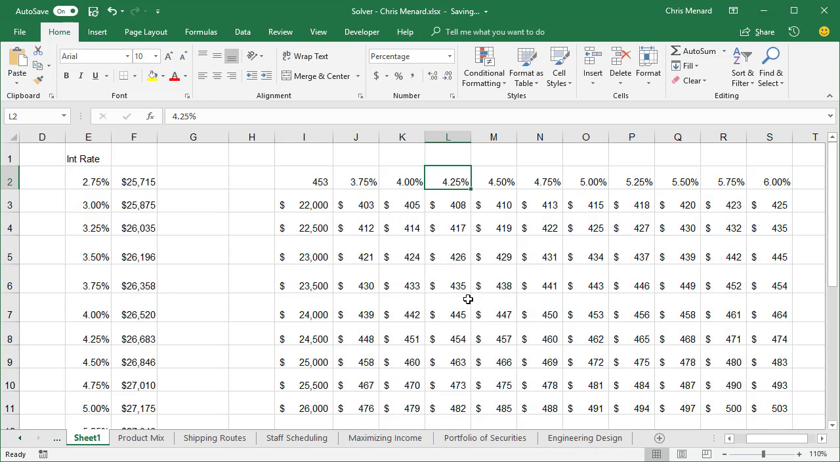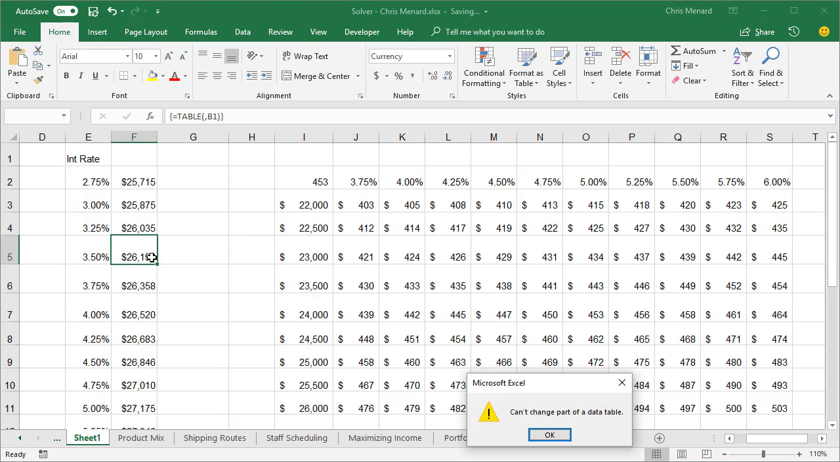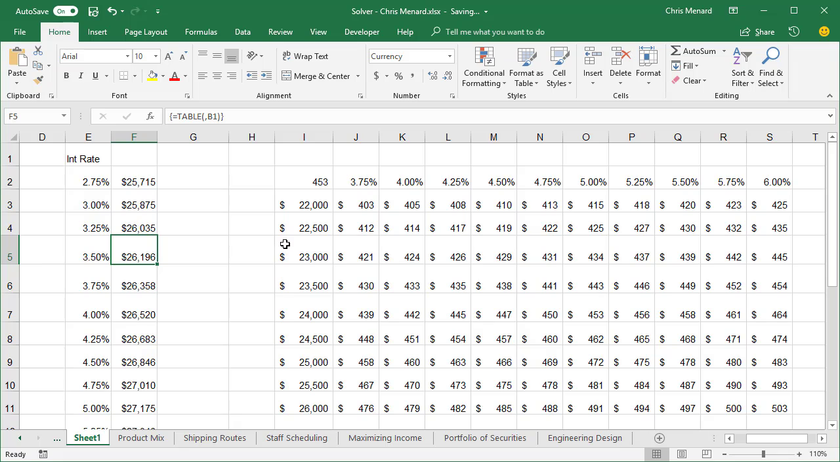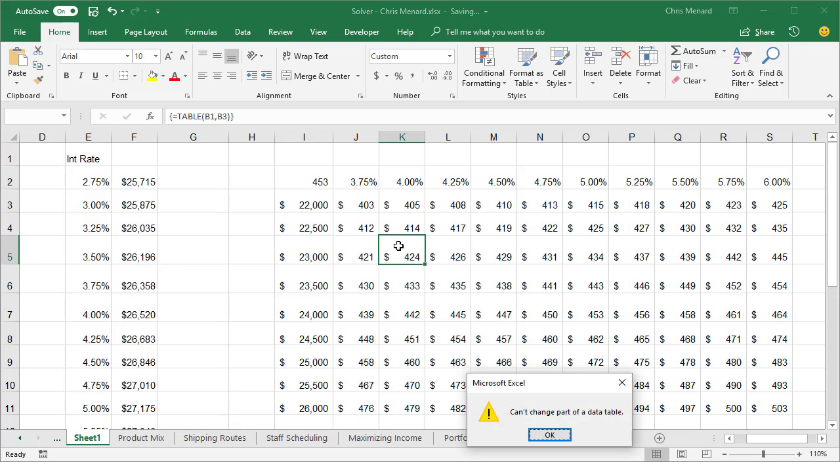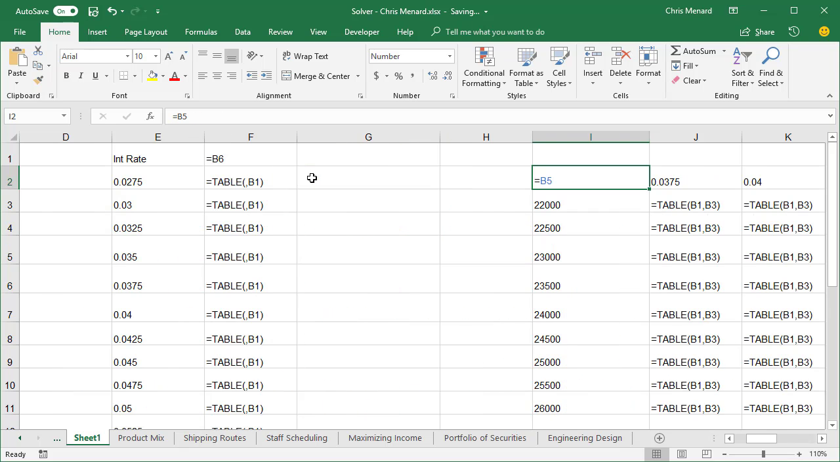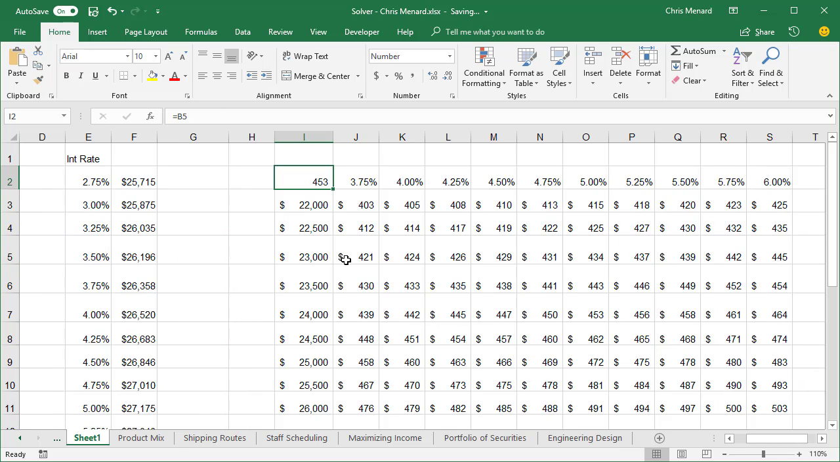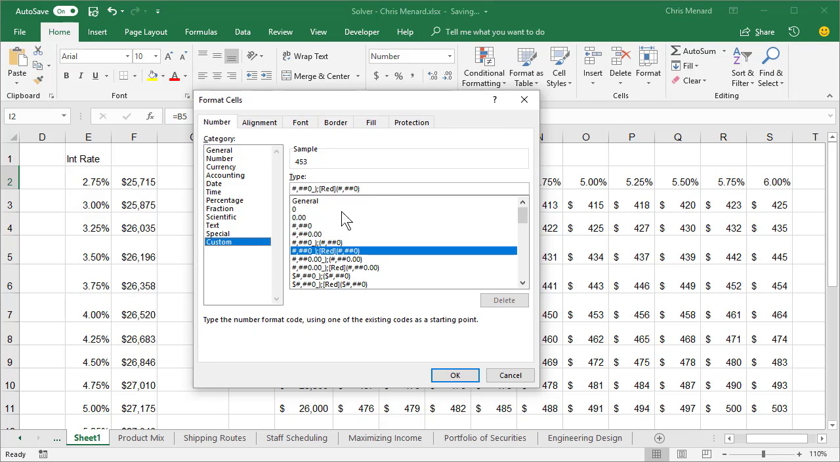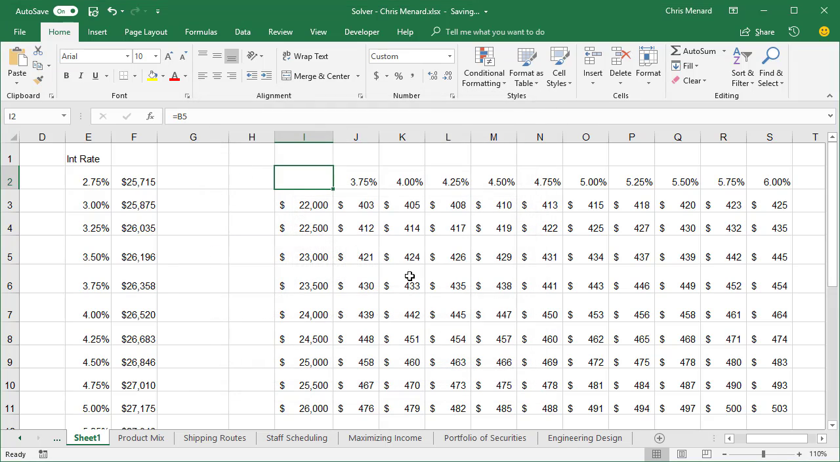There I go. What's really nice about a data table is you cannot delete just one specific cell. You'll get an error message. I click over here, hit delete, can't do it. And again, if I wanted to hide that, it'd be Control 1, custom, 1, 2, 3. Good to go. It's still there.